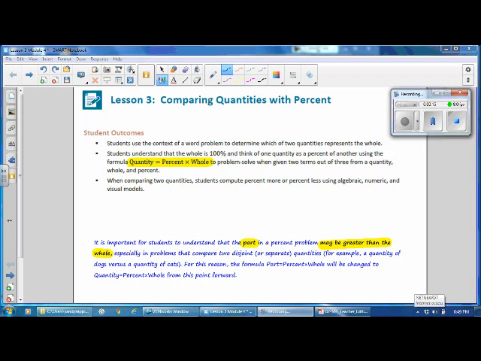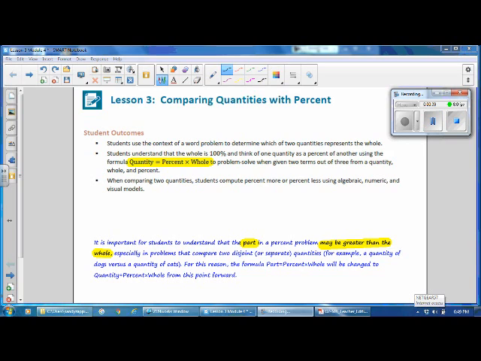Students understand that the whole is 100% and think of one quantity as a percent of another, using the formula quantity equals percent times whole, to problem solve when given two terms out of three from a quantity, whole, and percent. When comparing two quantities, students compute percent more or percent less using algebraic, numeric, and visual models.